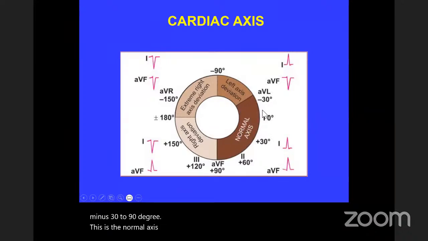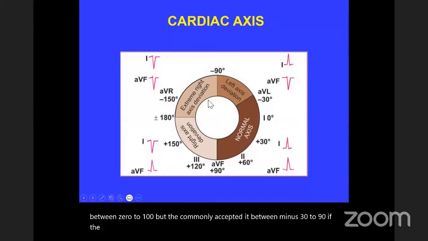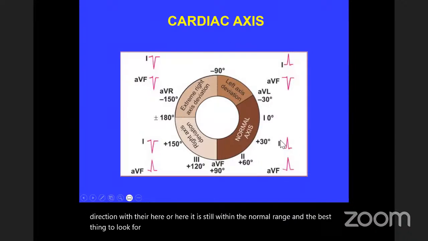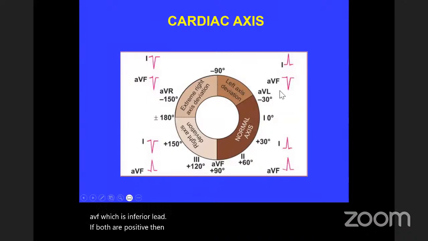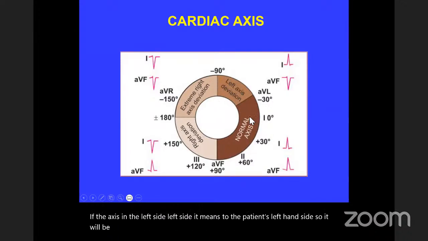You see in some textbooks between 0 to 90 or between 0 to 100, but the commonly accepted range is between -30 to 90. If the average electrical activity of the heart goes in this direction, whether here, here, or here, it is still within the normal range. The best way to look for the cardiac axis is to look at lead 1, which is a lateral lead, and AVF, which is an inferior lead. If both are positive, then likely the axis is normal. Okay. If the axis is on the left side, meaning the patient's left-hand side, it will be in this range. Lead 1 here is positive. However, AVF would be negative.